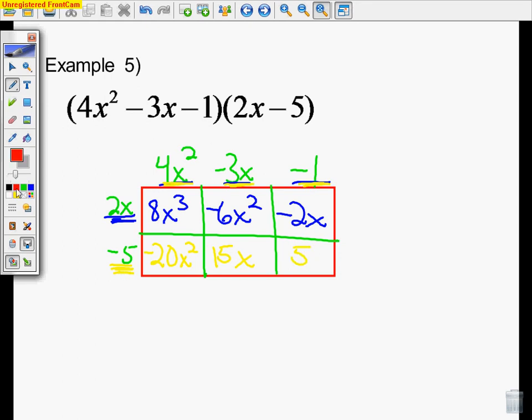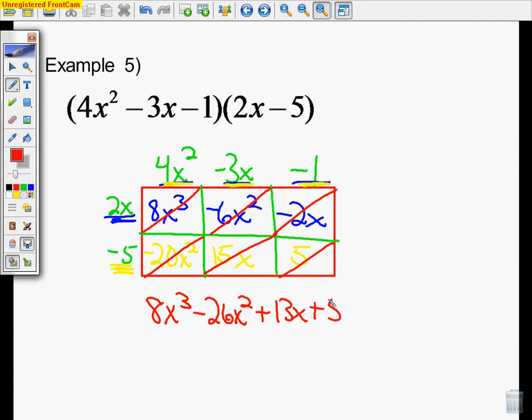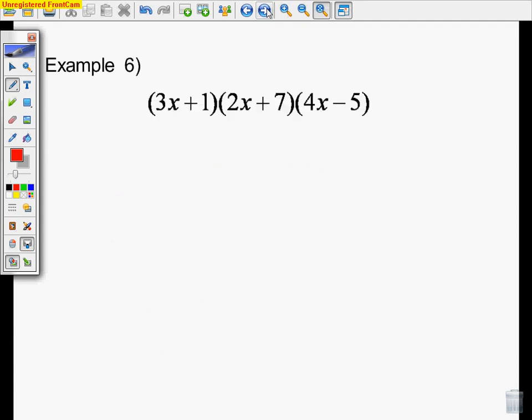Combine the boxes that have like terms in them. Well, there's nothing like terms with the 8x cubed. And then we have negative 6x squared with negative 20x squared, which is negative 26x squared. 15x and negative 2x makes positive 13x. And then we're left with that positive 5 as well. And that's our answer. Alright, next.